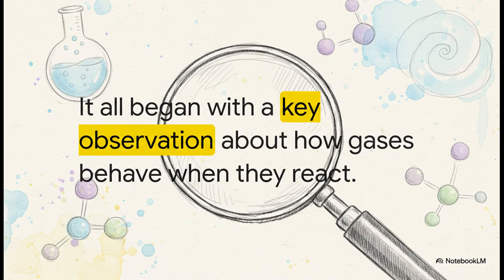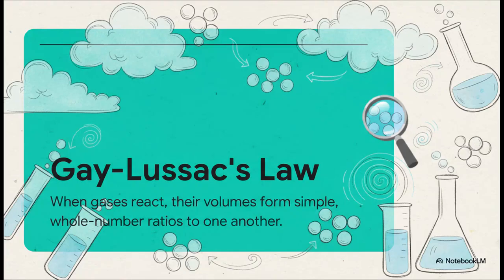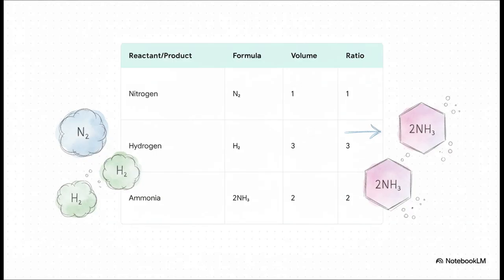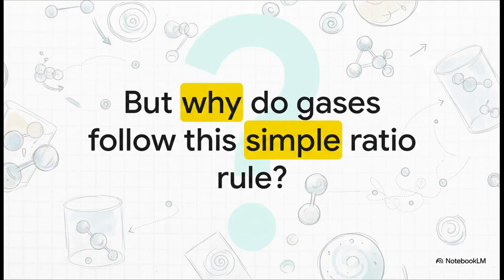First, let's look at a key observation scientists made about how gases react. This law gives us a super simple rule for predicting exactly how much stuff we'll get. For example, 1 part nitrogen plus 3 parts hydrogen always makes 2 parts ammonia. But why these neat, simple ratios? Well, this question leads to a really groundbreaking idea.